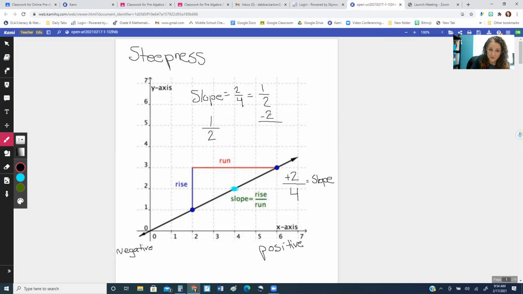Still going to have my rise over run. So my rise is -2, and my run is left 4. 1, 2, 3, 4. So left is negative. So I have -2 over -4. Well, we know that a negative divided by a negative is a positive, and I end up with +2 over 4. So it doesn't matter where I start. I could start here. I could start here. I could start clear up here. And it wouldn't even matter.